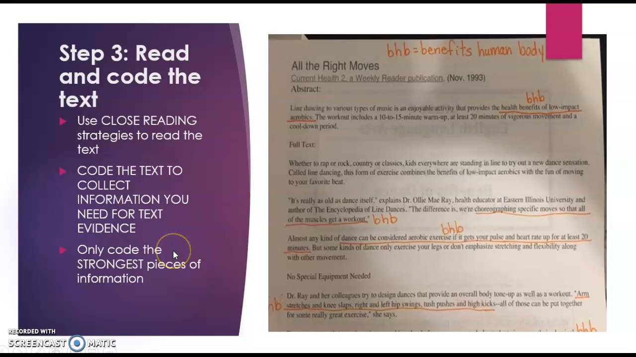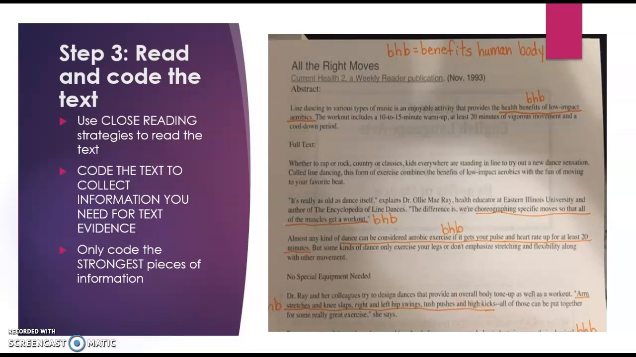And then only code the strongest pieces of information. Some of us have a habit of reading the text and every single little thing that it says about dancing being good for the human body, you want to underline it and code it. And then when we go to find our main ideas, what's happening is you have so much information that's coded in your text that it's hard to determine which are the strongest pieces.